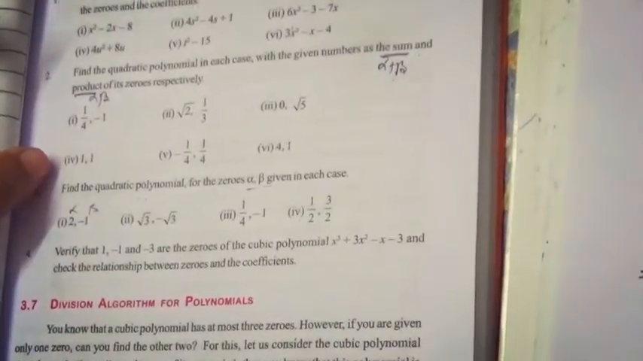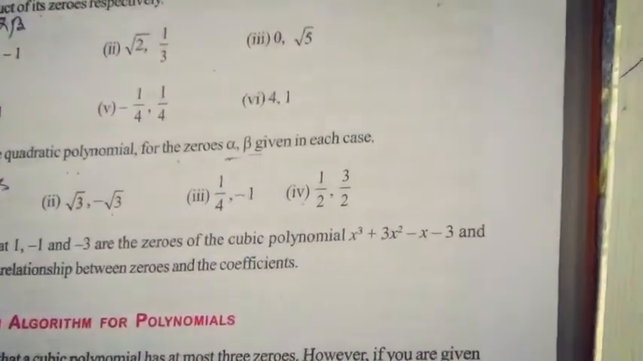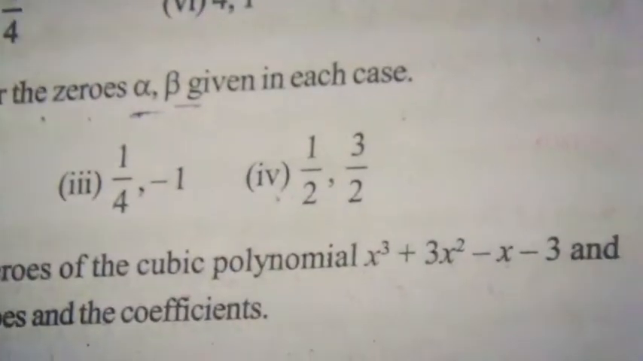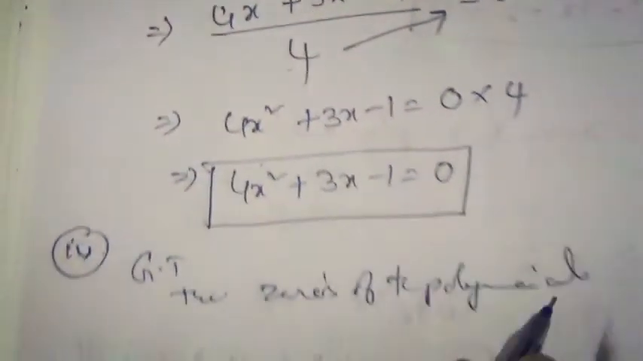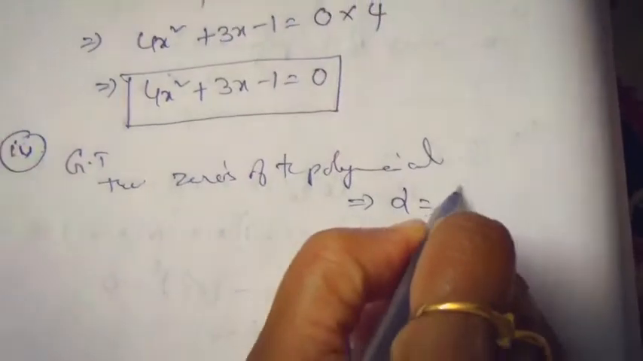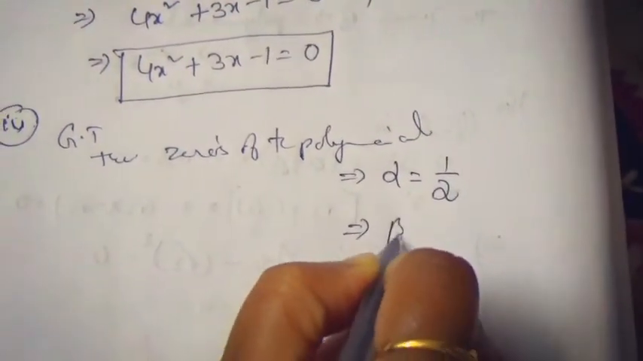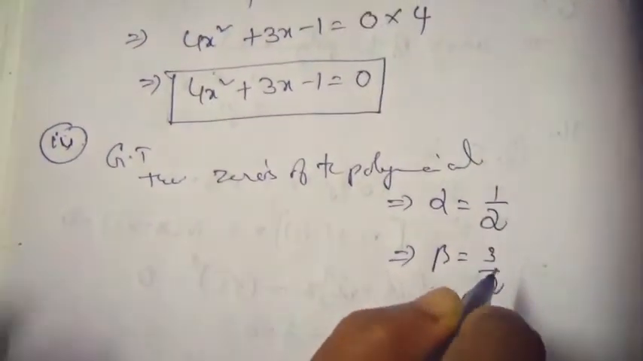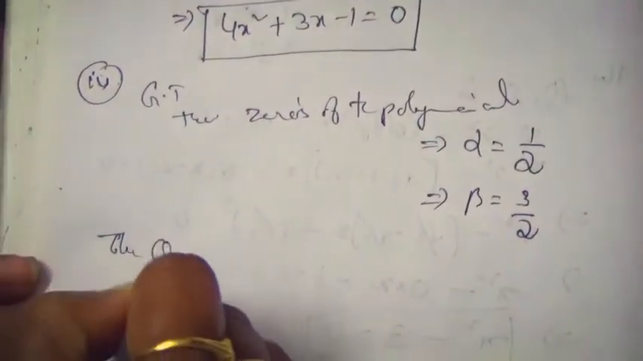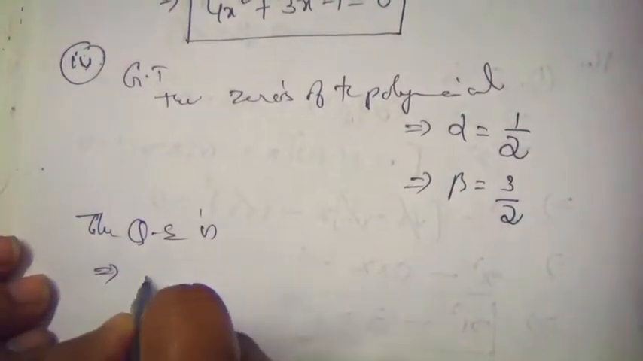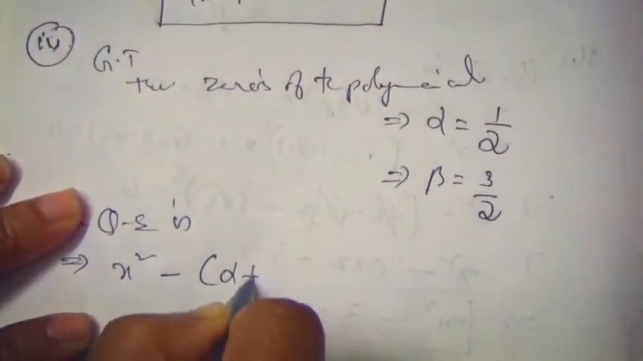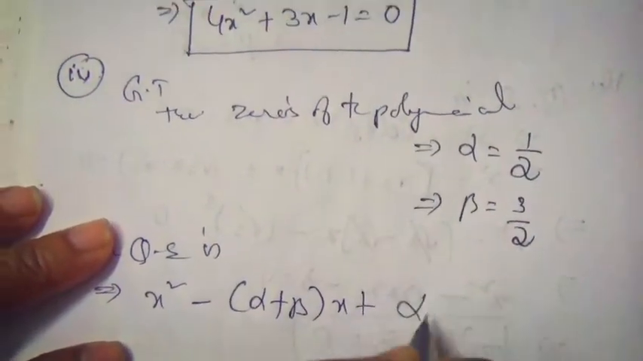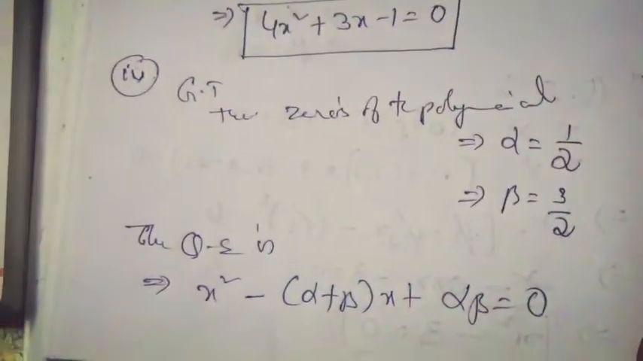Okay, now it's time to explain the next sum. That is, given that the zeros of the polynomial, the zeros of the polynomial, then alpha is equal to 1 by 2, beta is equal to 3 by 2. Right? So the quadratic equation is, that implies x square minus (alpha plus beta) into x plus alpha beta is equal to 0. In that you have to substitute this alpha and beta.